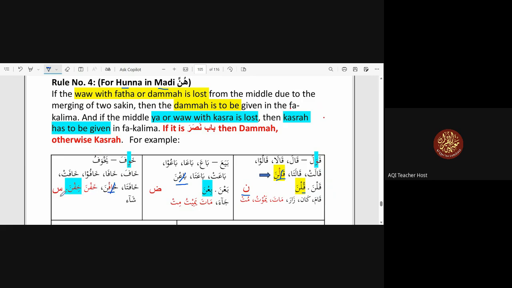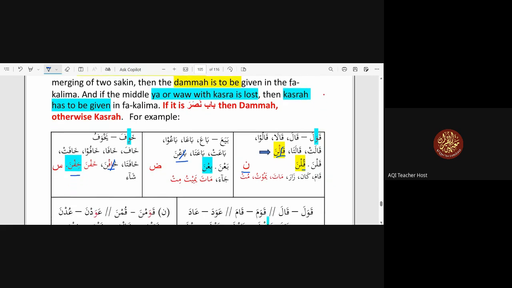And this is Sami family, so it will get kasra and it will become khifna. Okay, it is a non-Nasara family. Apart from the Nasara family, all others will be like khifna, shikna, etc. But when it is Nasara family, it will be qulna, with just Dhamma. Dhamma is for Nasara family, and for the rest is kasra.